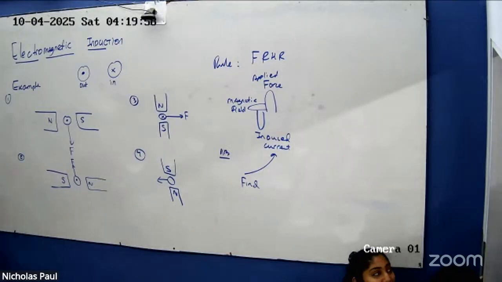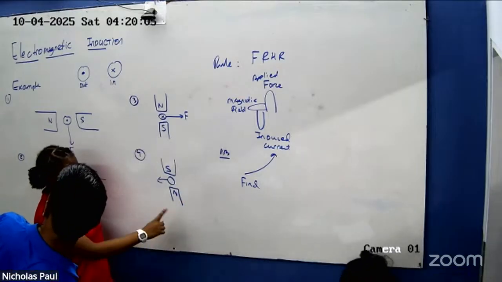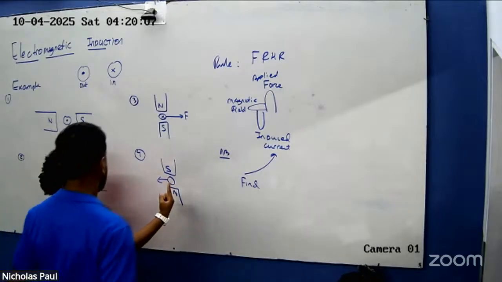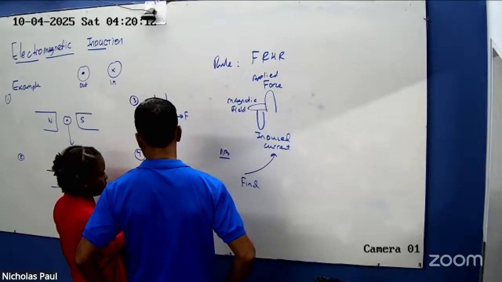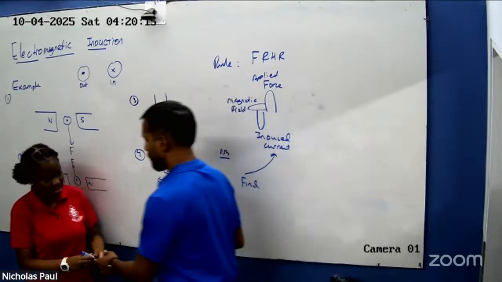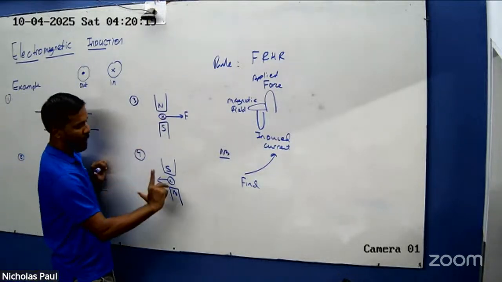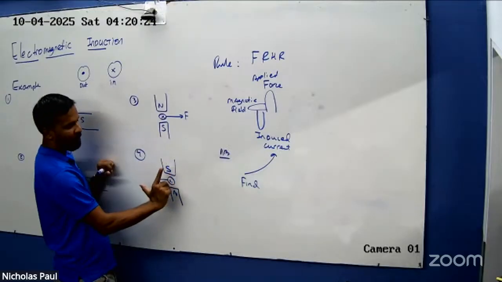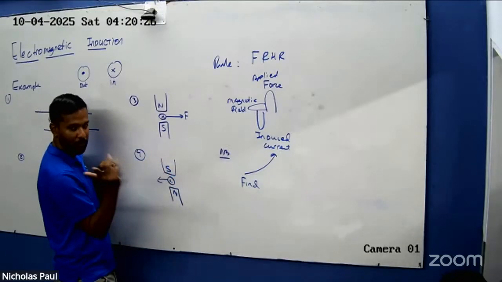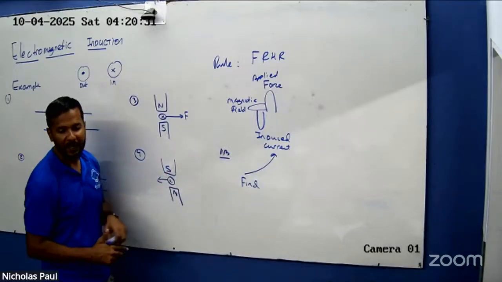Let's see what you got. Show me the rule first. Very good. Right, X. So magnetic field, north to south, force going towards me, magnetic field north to south, so therefore the answer is in. That's okay?